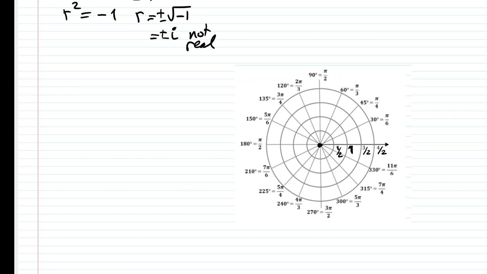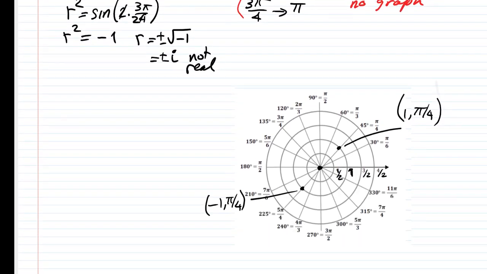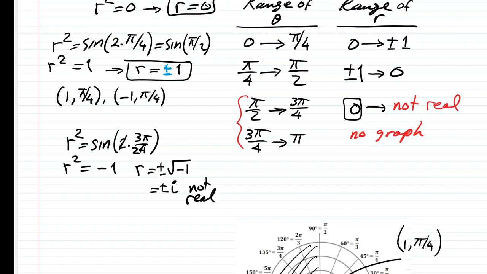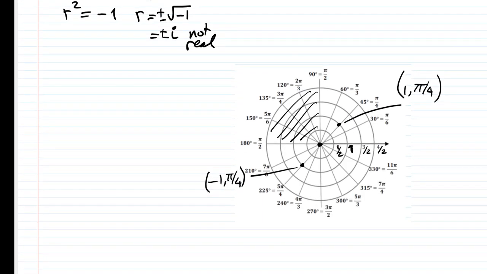Pi over 4 and 1. Pi over 4, 1 is this point. And then pi over 4, negative 1 will be this point, right? You reflect it. So you get negative 1 and pi over 4 there. Okay. This one, 1 and pi over 4. Reflect it, you get negative 1 and pi over 4. Remember, between pi over 2 and pi, there is no graph. So here, there's nothing here. And then from pi over 4 to pi over 2, it goes from negative 1 or plus 1 to 0. By the time we get to pi over 2, we are at 0. There. And this one goes to 0 like that.